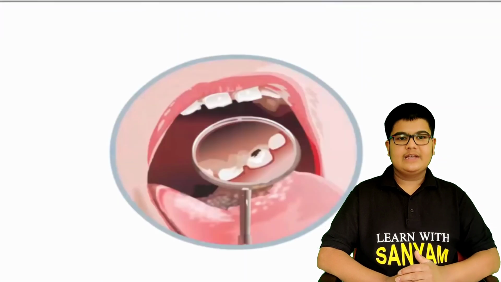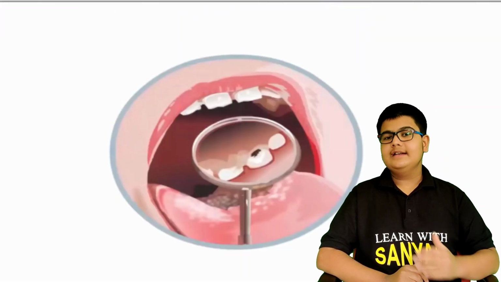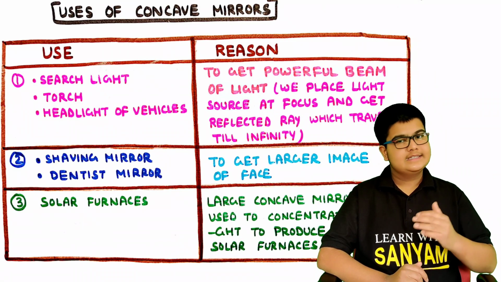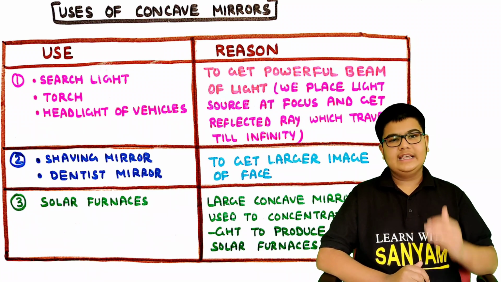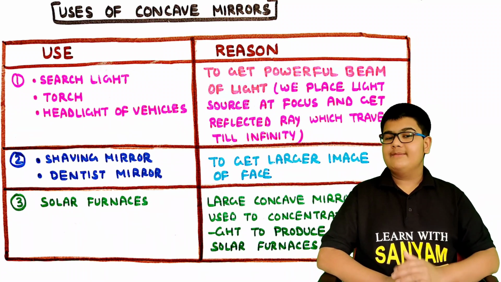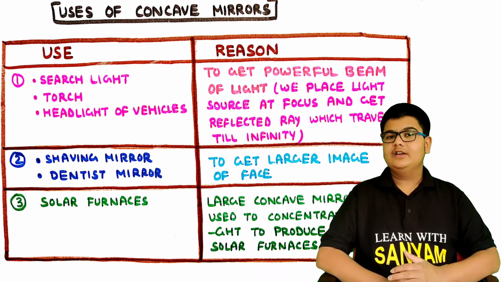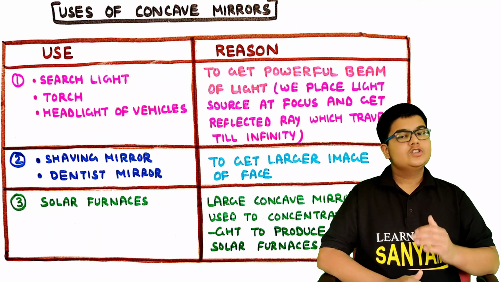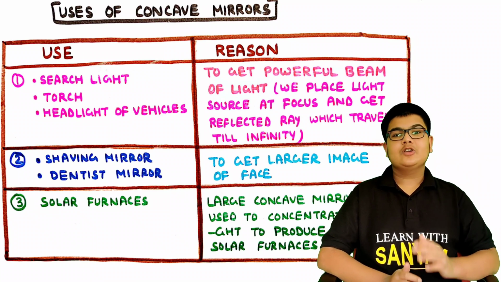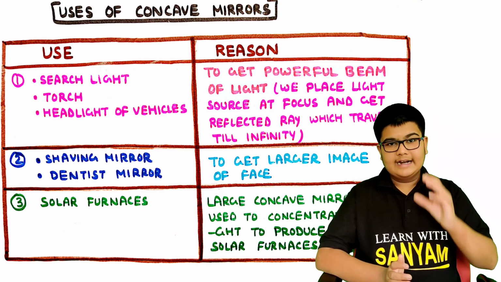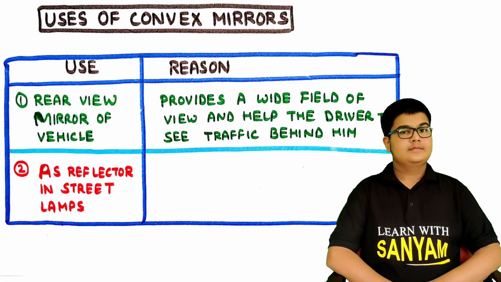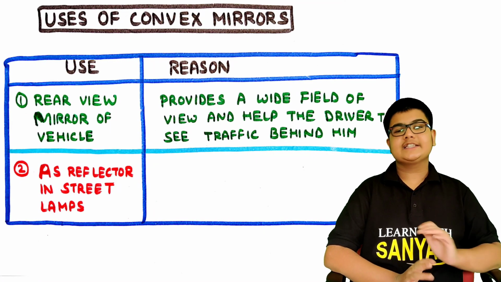Second, in shaving mirrors and dentist mirrors. This is done in order to get the larger image of the face and the teeth, so that the dentist is easily able to see all our teeth. And third, concave mirrors are used in solar furnaces. Large concave mirrors are used to concentrate the sunlight to produce heat in solar furnaces. A property of the concave mirrors is that they give a real image, and real image can be caught on screen. And in this way, the large concave mirrors are used to concentrate the sunlight to produce the heat in solar furnaces. Now let's understand the uses of convex mirrors.